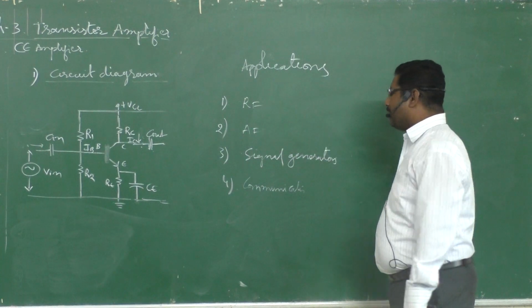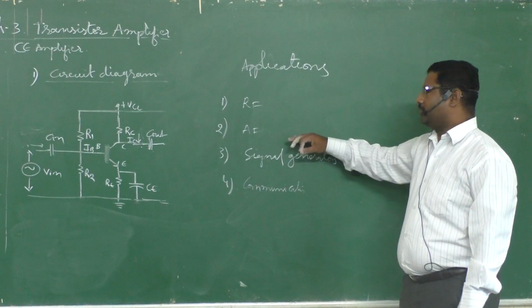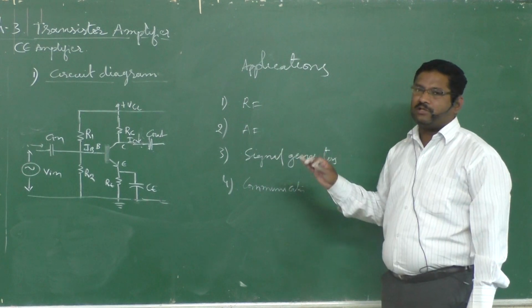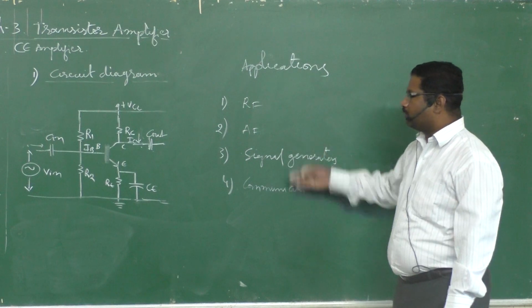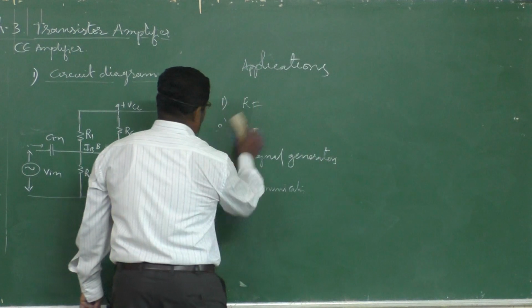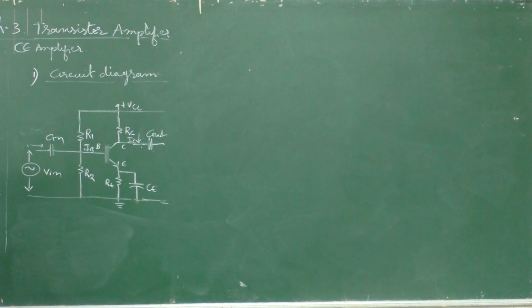In audio frequency and signal generators, there also we are using the tuned circuit. In signal generators we are using tuned circuit, and in audio frequency we are using near low frequency, just above the low frequency signal generator. So these are mainly the 4 different applications where we can use this CE amplifier. Next one, we have the comparison between 3 transistor configurations, that is CE, CB, CC.